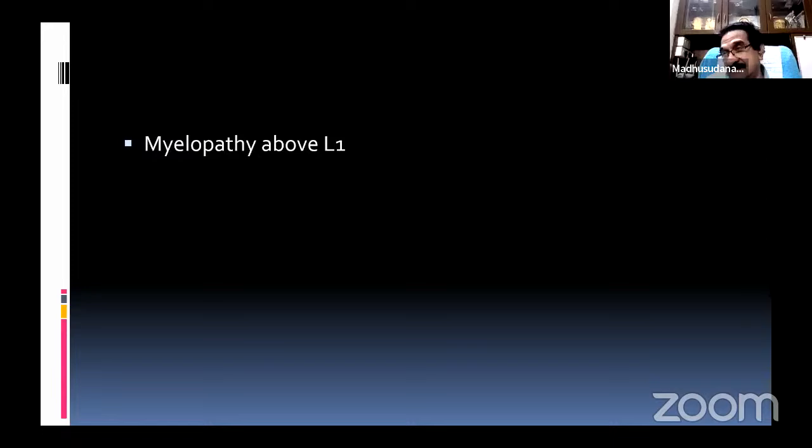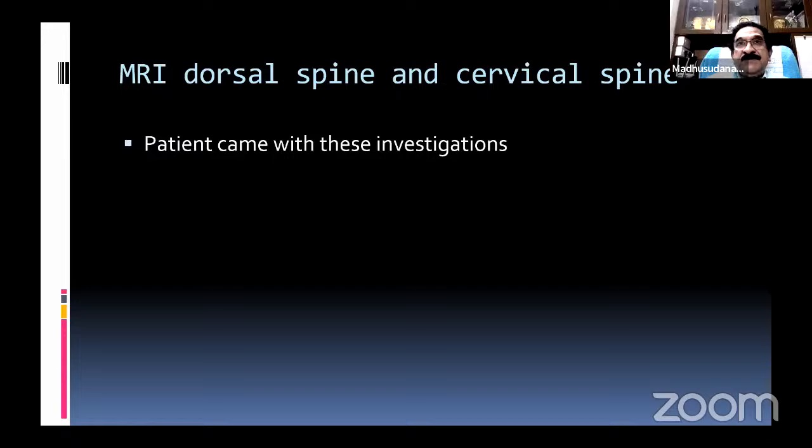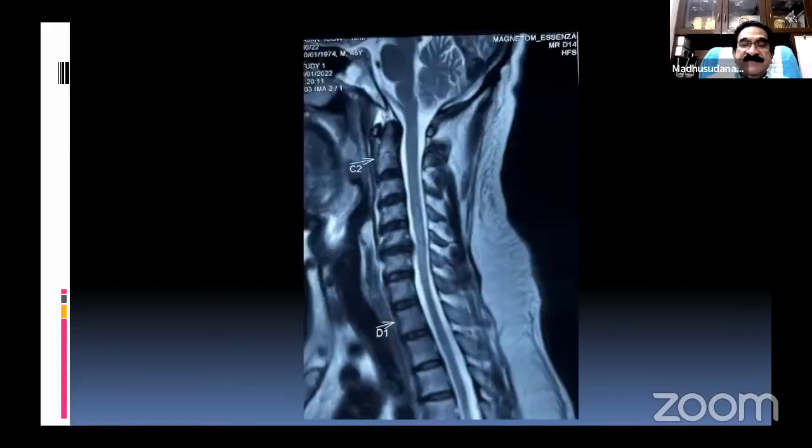In fact, he was investigated elsewhere, with some thought of a lumbar spine problem. Now, this is the thing. So, what investigation do you need? Naturally, an MRI of the dorsal spine and cervical spine, but he came with these investigations.